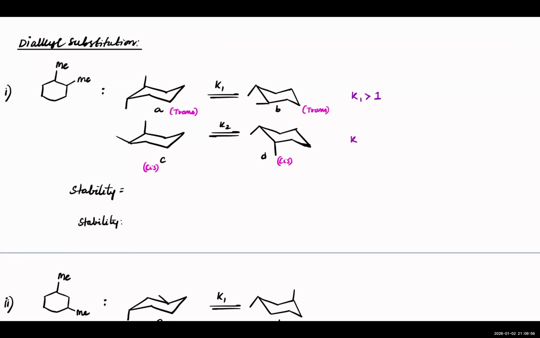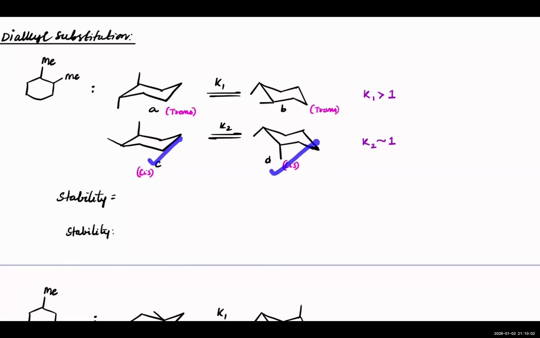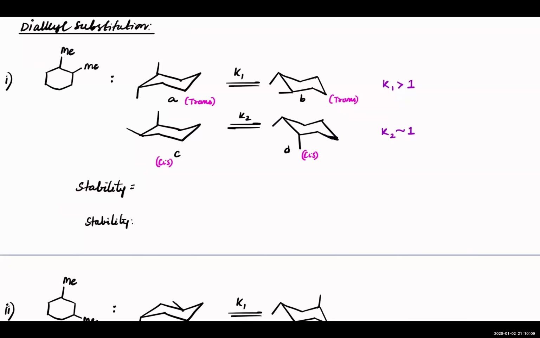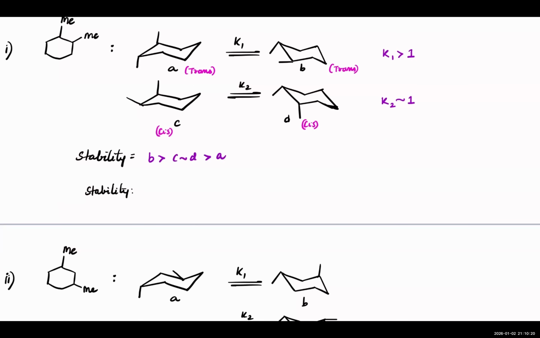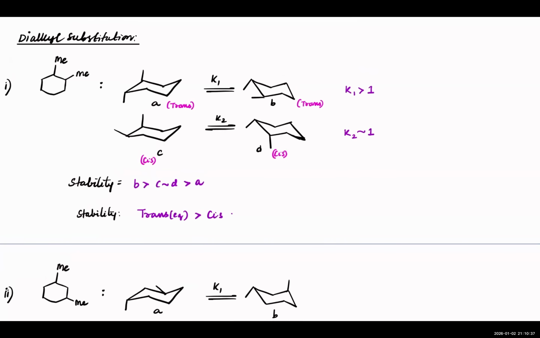While equatorial axial in this case would be almost equal to 1. Because this is also cis, both of them will have similar types of repulsions here. And overall stability wise, the most stable is B, then C and D are equally stable, then A is the least stable because both the methyl groups are aligned axially. Overall, if I tell you which one is more stable, I can say the trans form when it is diequatorial is more stable than the cis form. I think the analysis is clear. So when you have two groups, you should be able to analyze like this and understand which is the most stable form.